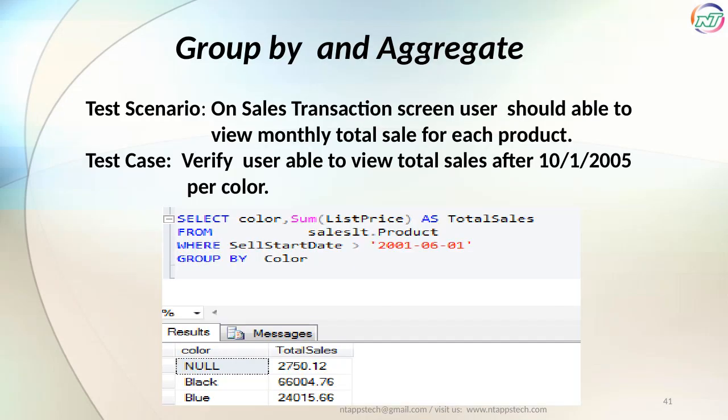being included. Here we want the user to see the total sales for each product color on the sales transaction screen. The example shows a query that groups sales data by color and sums the list price, filtering transactions that occurred after June 1st, 2001. This allows users to quickly understand sales performance per color over a specified time period. The results display the total sales amounts broken down by color, including cases where the color is not specified, which helps provide a clear overview of monthly sales trends for each product variant.